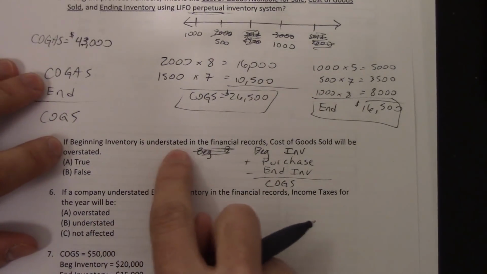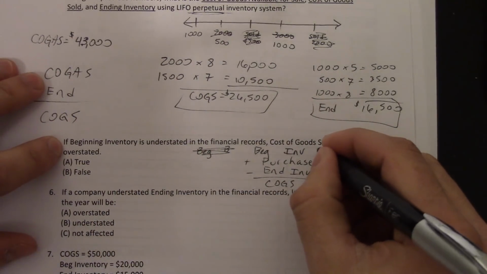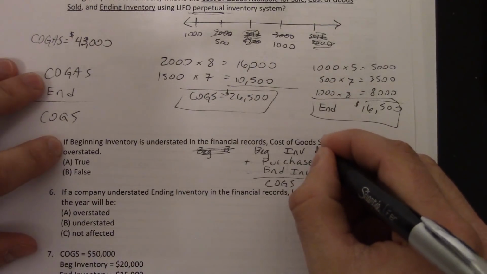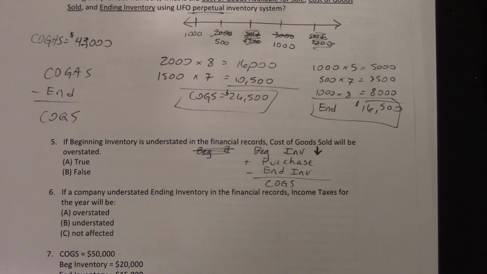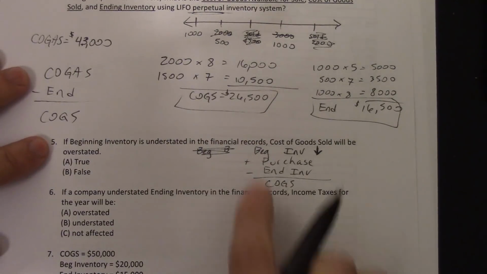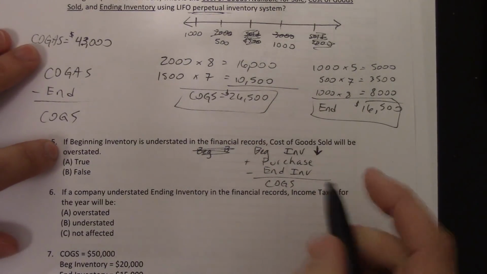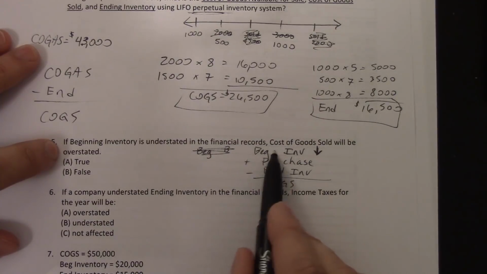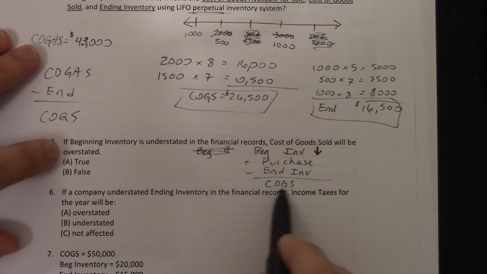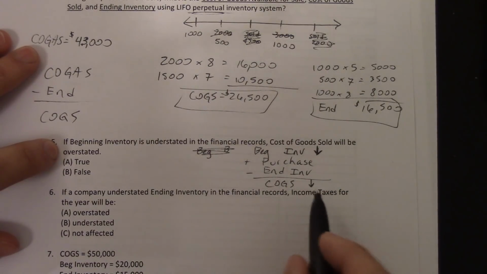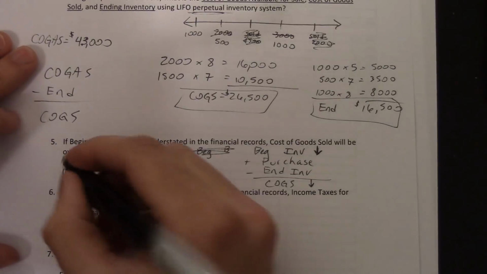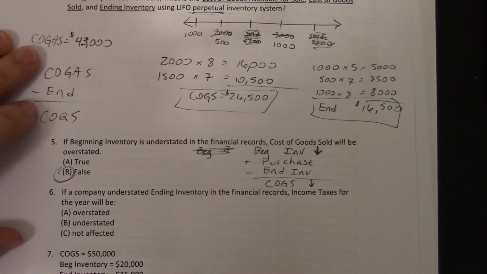If beginning inventory is understated, which means beginning inventory is too small than what it should be, cost of goods will be what? Well, if beginning inventory is small, that means cost of goods sold is also going to be small. So cost of goods sold is going to be understated. So this is false.